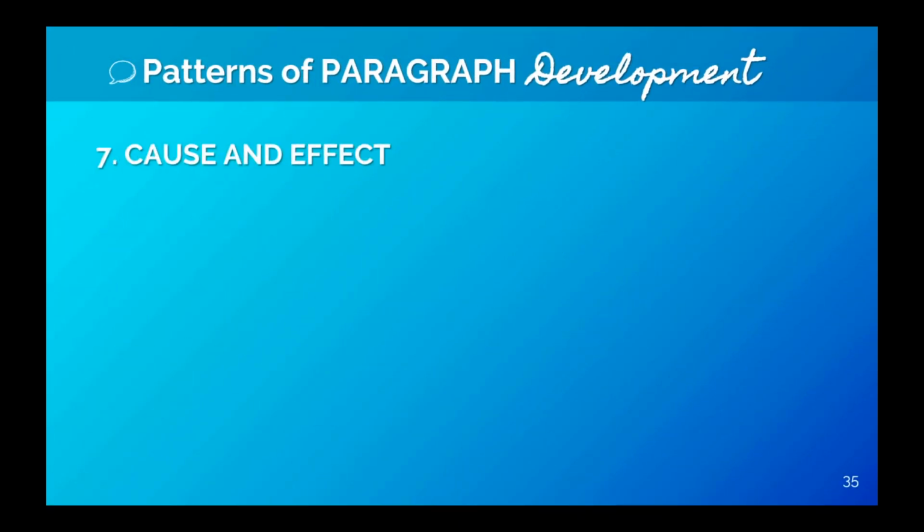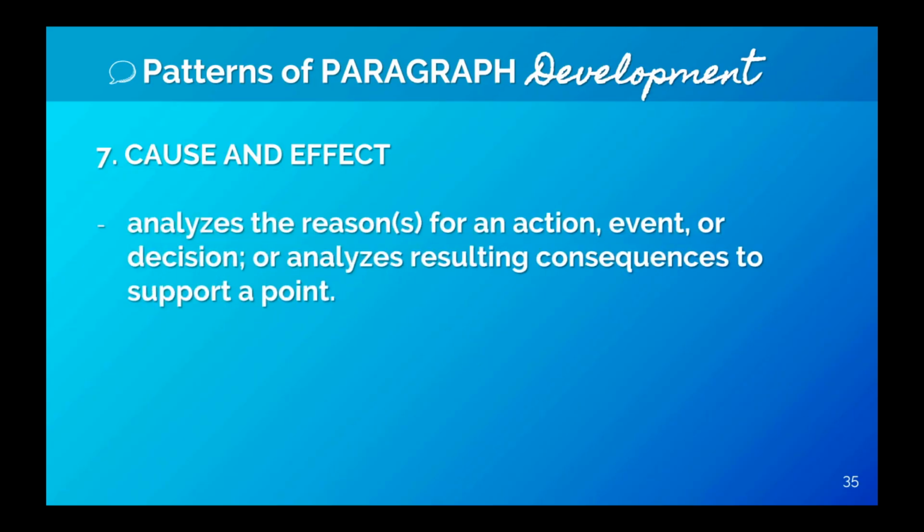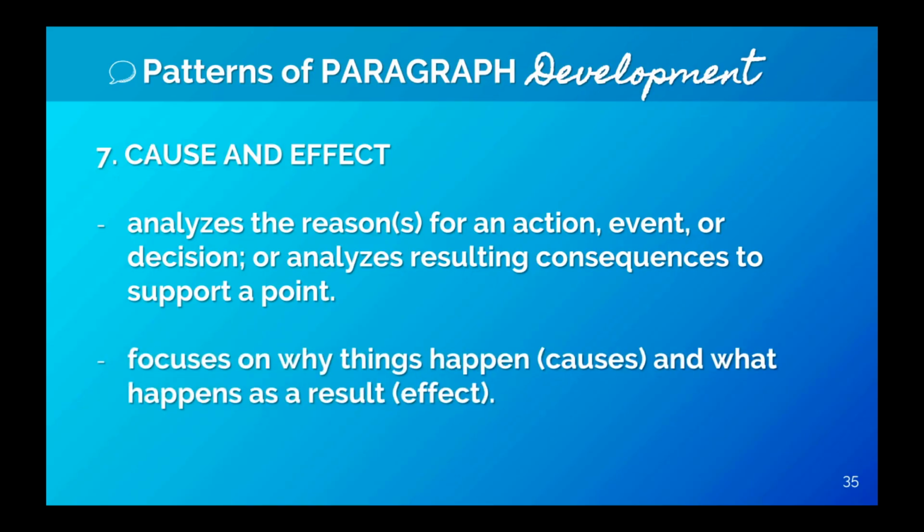And this is the last pattern of paragraph development, which is the cause and effect. If in the comparison and contrast, we look at the similarities and differences, in the cause and effect, we look at reasons and outcomes. In the cause and effect, we analyze the reason or reasons for an action, event, or decision, and we analyze the resulting consequences to support a point. So we focus on why things happen, the causes, and what happens as a result, the effects.